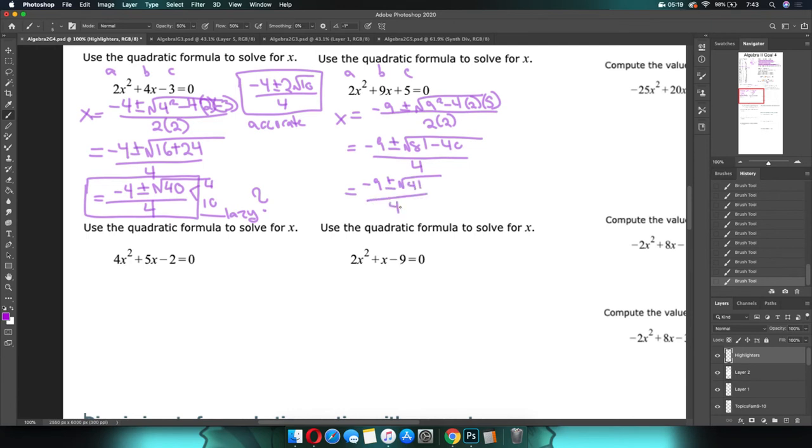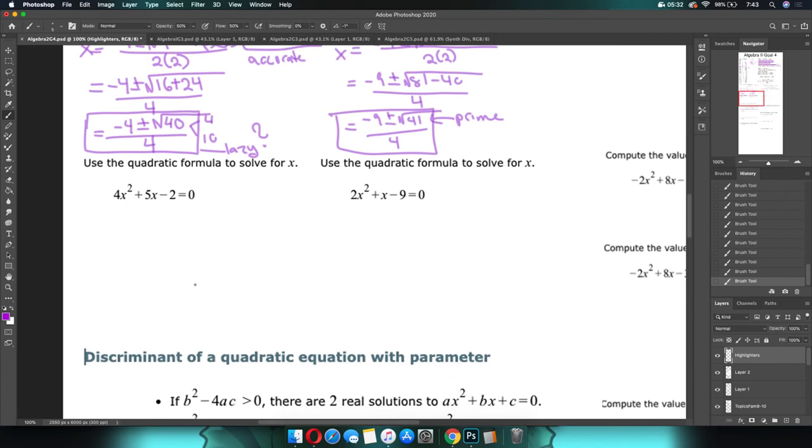And this is where being a human calculator is kind of awesome, because I happen to know that 41 is a prime number, meaning nothing divides into it, which means I'm done. This is as far as I can go. All right, one more, make sure we're comfortable. There's our A, there's our B, there's our C. So x equals opposite B plus or minus square root of B squared minus 4AC all over 2A.